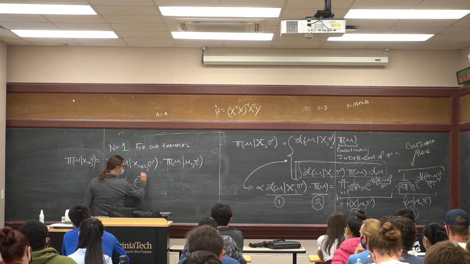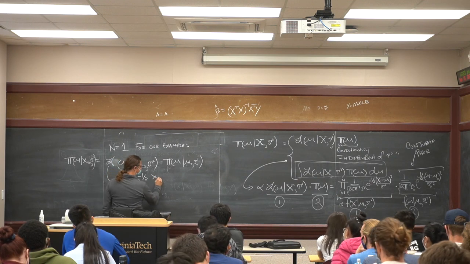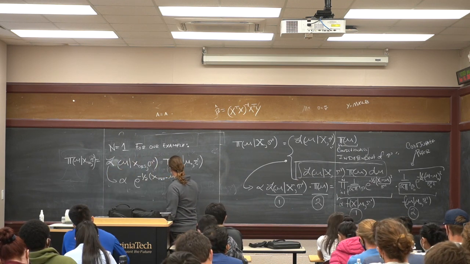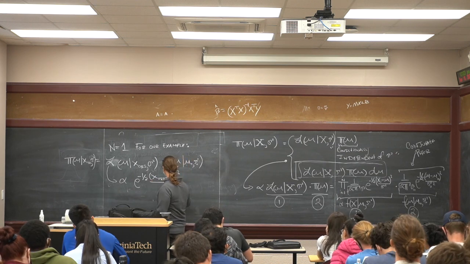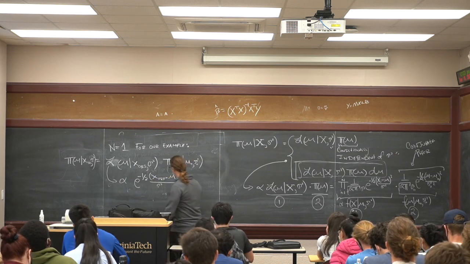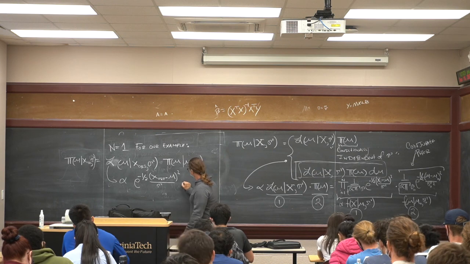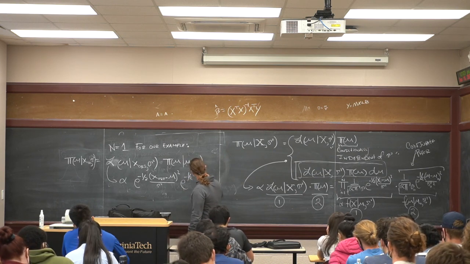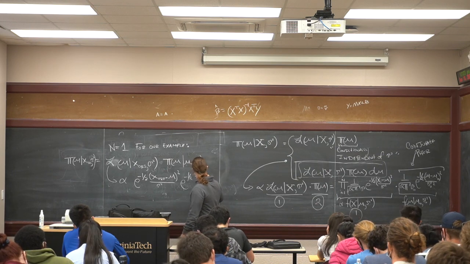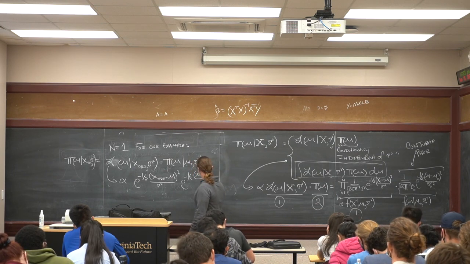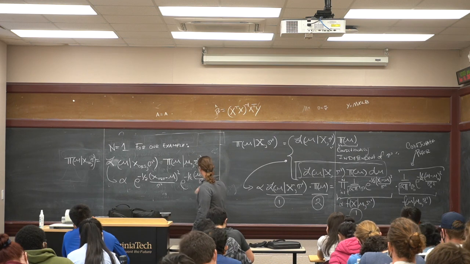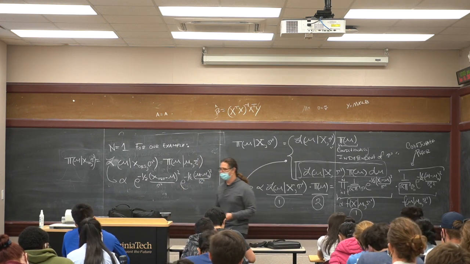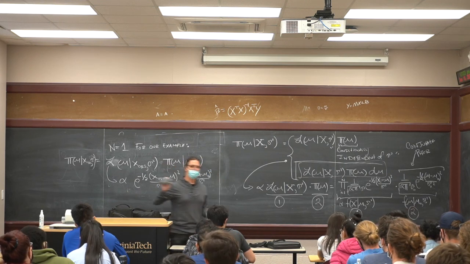This is e to the minus 1/2 x obs minus mu squared over sigma squared, times e to the minus 1/2 mu minus mu naught squared over sigma naught squared. And I got rid of my normalizing constant there. Once I threw away one of them, I should throw away all of them.